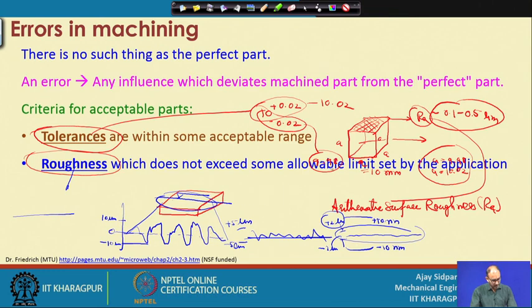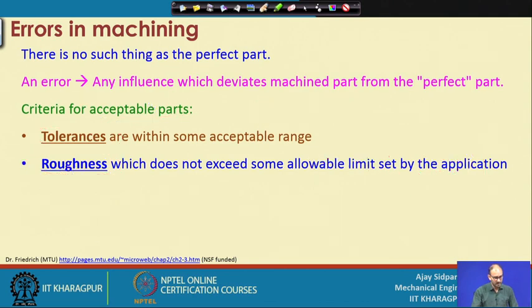So, the only thing which will tell us whether it is an acceptable part or not is that we have to finalize which particular roughness is okay or allowable for a particular application. So, we decide a criterion for acceptability in terms of roughness by mentioning a value of the roughness. Then the shape which satisfies the application.